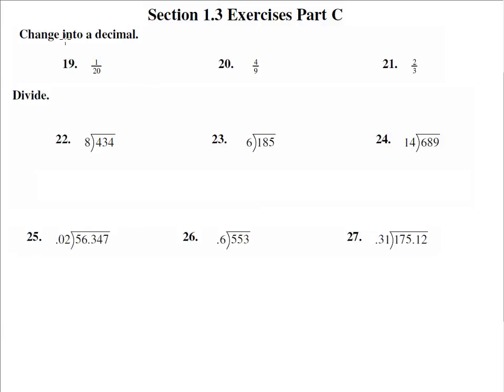So 19, this says change into a decimal, and we do that by division, 1/20th. So we have 1 divided by 20. We're going to have to put some zeros there to make that work. So 20 goes into 1? No, it does not. Does 20 go into 10? Nope, it does not. Does 20 go into 100? Yeah, it does. 20 goes into 100 5 times. 5 times 20 is indeed 100.